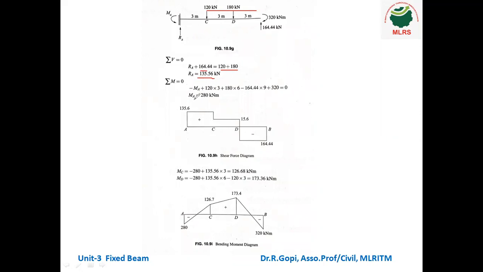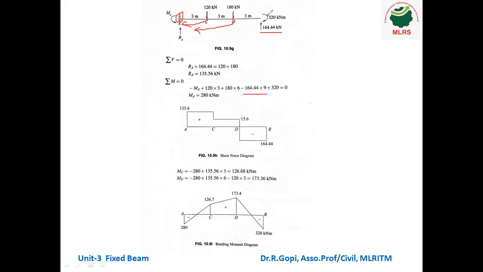So next MA. So for that MA, we can see this is the anti-clockwise direction, and we have to take the moment about the point A. Okay. So we have to calculate the moment at point A equal to 0. So minus MA plus 120 into 3 plus 180 into 6. Okay. So next this reaction. So you can see these are all clockwise.